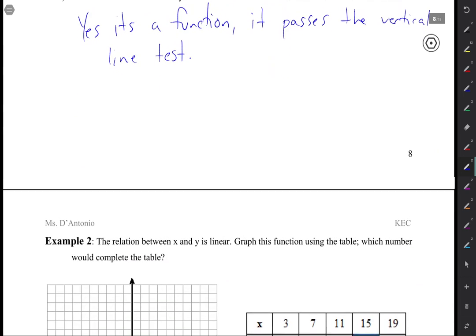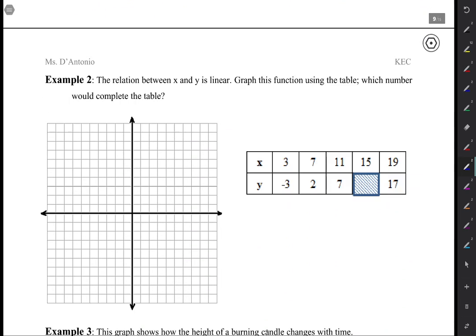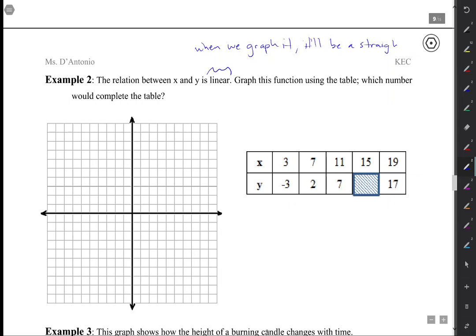So moving on to example 2, the relation between x and y is linear. Linear means when we graph it, it'll be a straight line. And we'll see that right away. So graph this function using the table. Which number would complete the table?